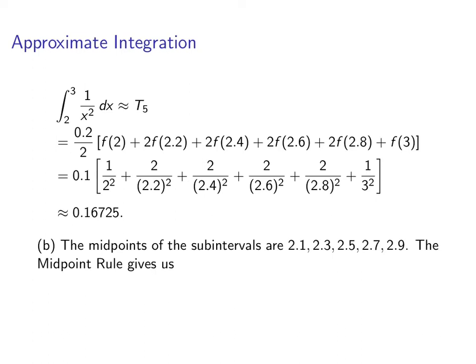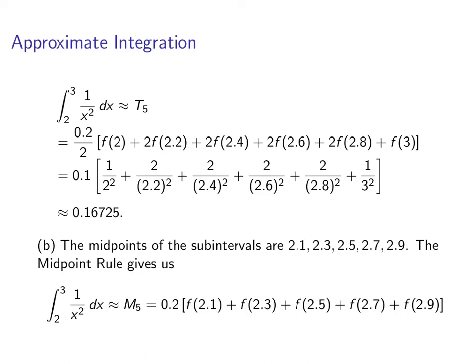And remember what the midpoint rule tells us. It tells us that the integral is approximately equal to M sub 5. And then we just do delta x times, and then we have to plug those midpoints into the function, and then add them all up.